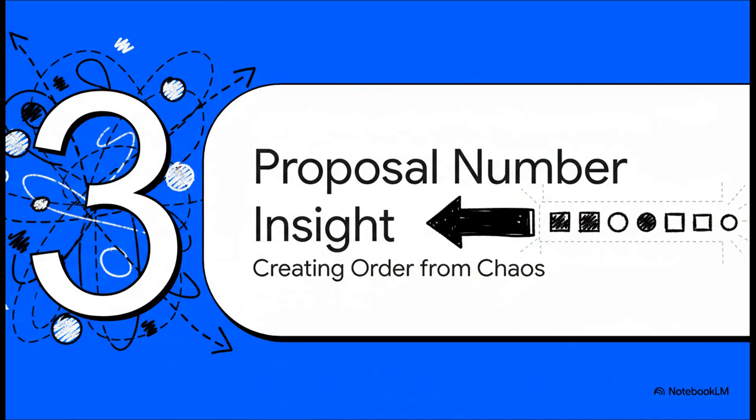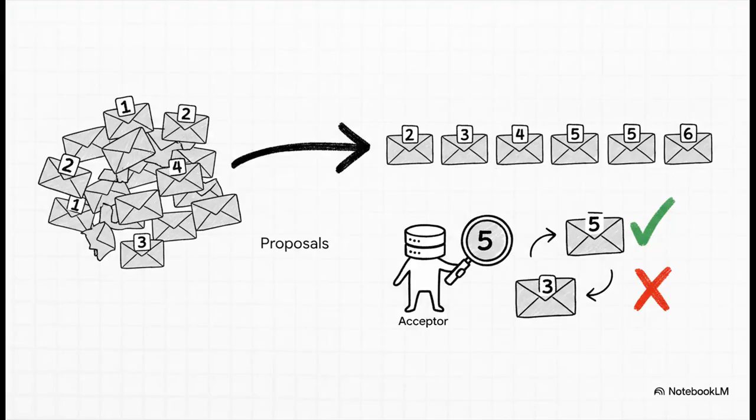How do you get the system unstuck? This is what leads us to the first major breakthrough in the Paxos algorithm. It's a way to create some order out of all that chaos. The insight is just beautiful in its simplicity.